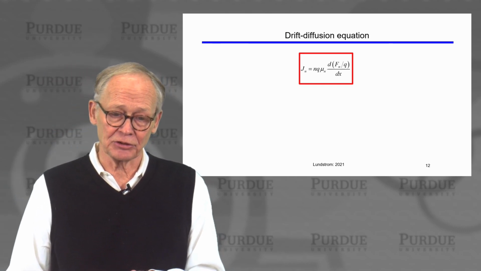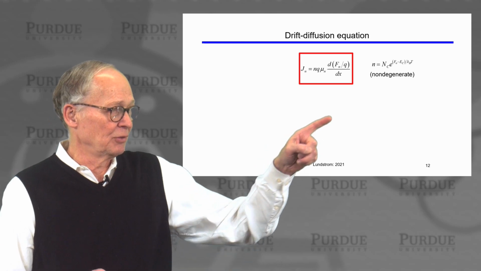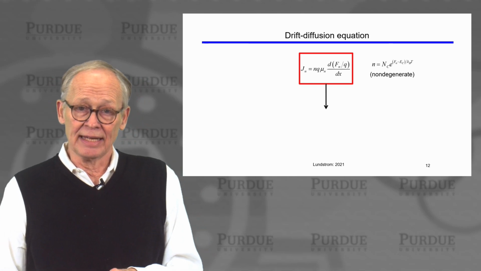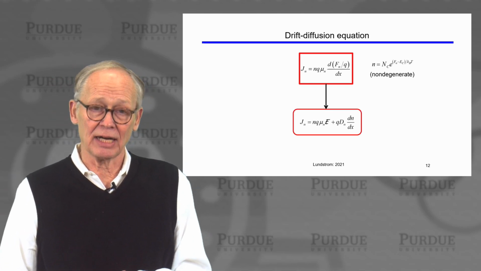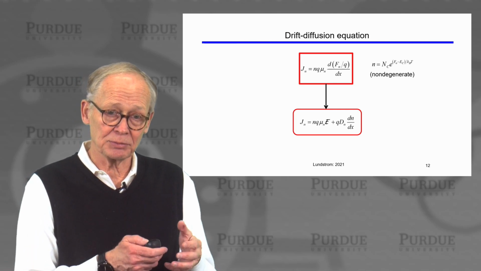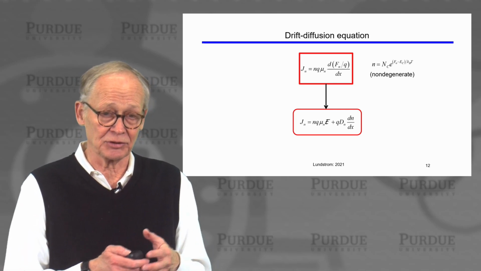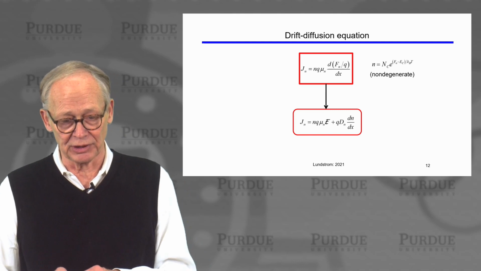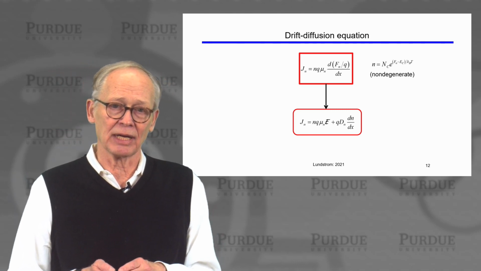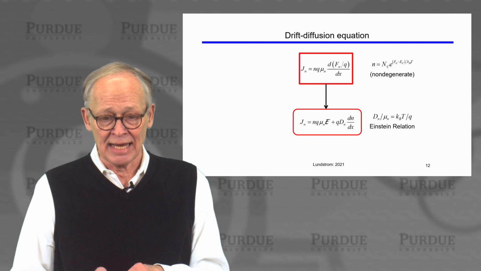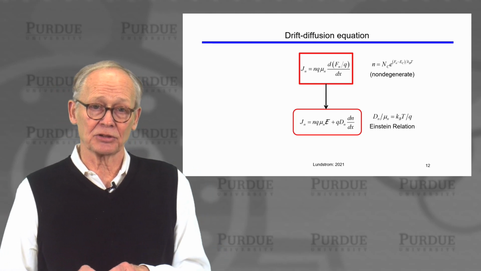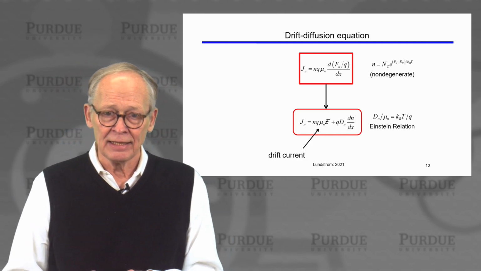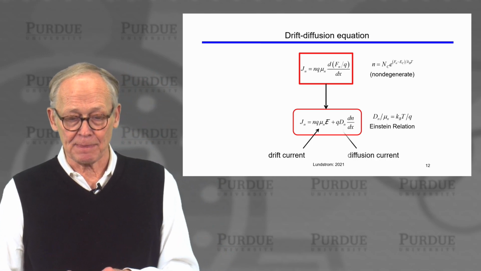Let's take a look at that current expression. If we remember how the quasi-Fermi level is related to the electron density, we can then rewrite this equation. We saw how we can rewrite it as the sum of a drift part, drift in the electric field if it's present, and a diffusion part, diffusion down a concentration gradient if one is present. That's our drift-diffusion equation derived from the more general expression. And the diffusion coefficient in this expression is obtained from the mobility through the Einstein relation. So it's important to understand drift current and diffusion current.